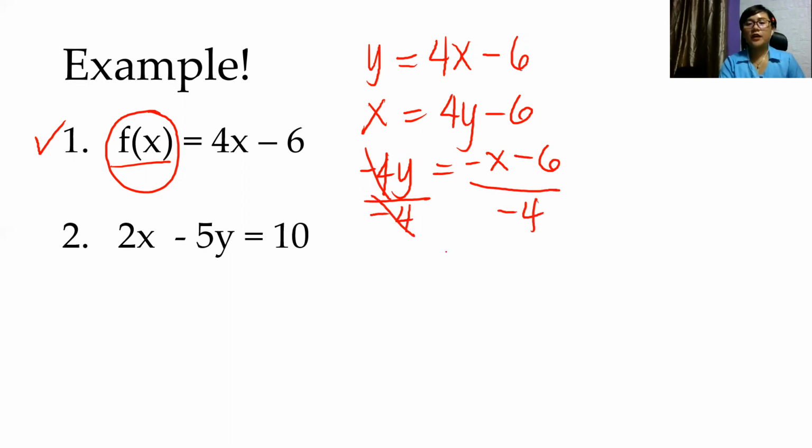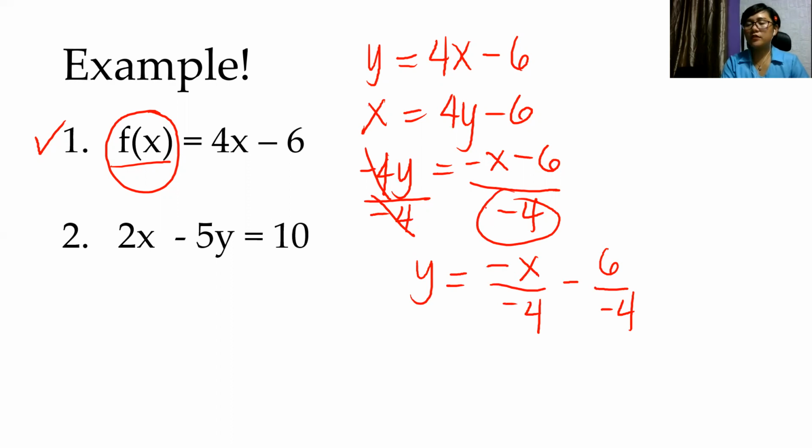So, canceled. The negative 4 is canceled, leaving y is equal to negative x over negative 4 and negative 6 over negative 4. So I just distributed the denominator to each term. It means that since both numerator and denominator have negative 4, each term here has negative 4 as denominator. So I just separated them so we can know later how to reduce it.